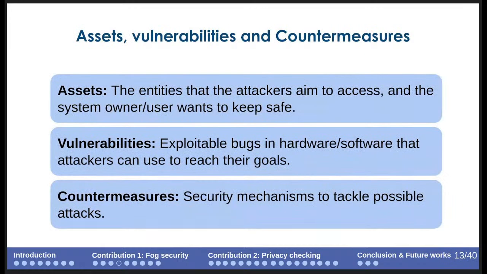Assets are those entities that the attacker aims to access, and that, on the other hand, the system owner or the user wants to keep safe. Vulnerabilities are exploitable bugs in hardware or software that the attacker can use to reach their goal. And countermeasures are security mechanisms to tackle possible attacks.